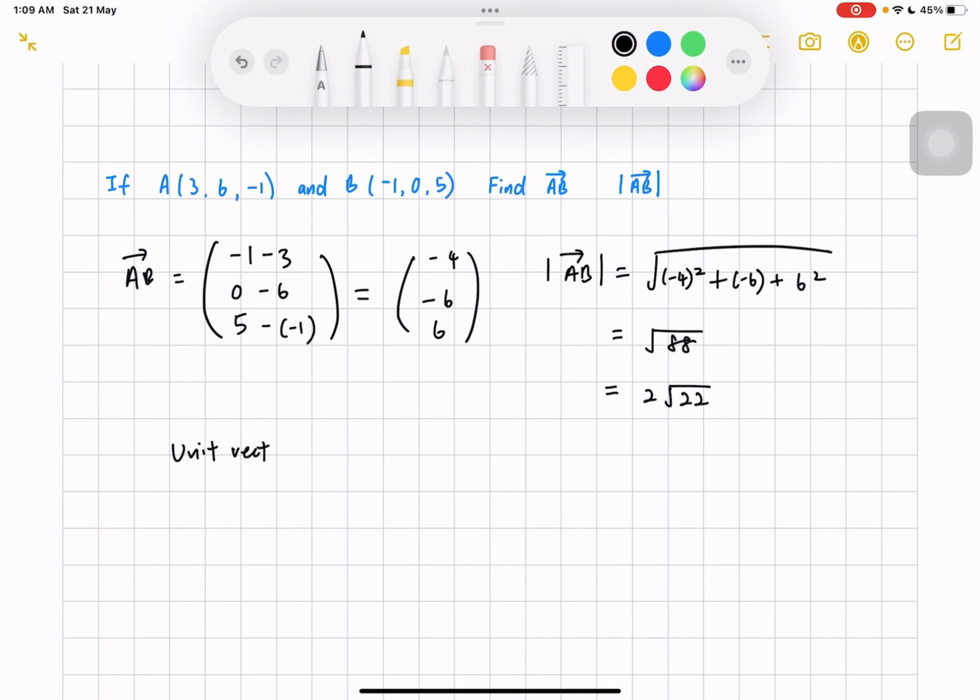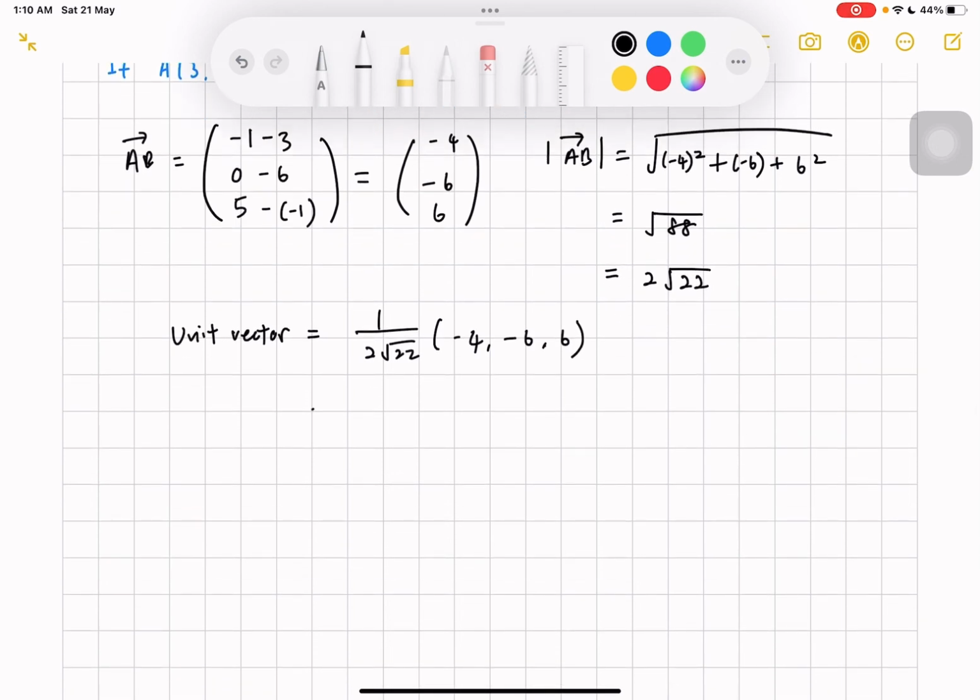Now, an extra question here, what if they ask for its unit vector? Well, the unit vector, if you can recall, will just be 1 divided by the magnitude multiplied by the vector. So of course you can leave it in this form, or you can further multiply it together to get the coordinates of this. And 6 divided by 2 root 22.